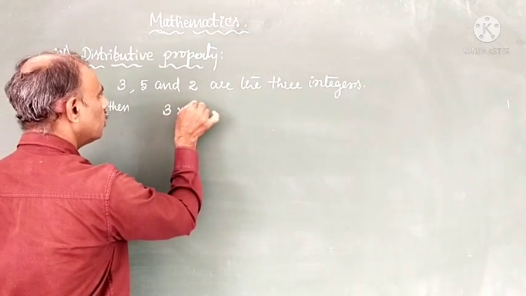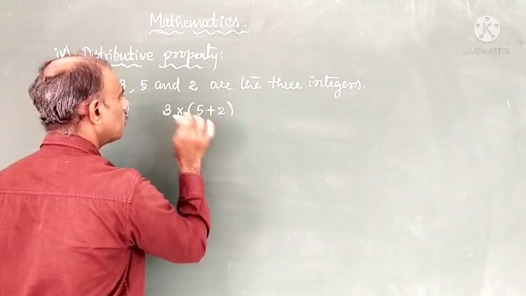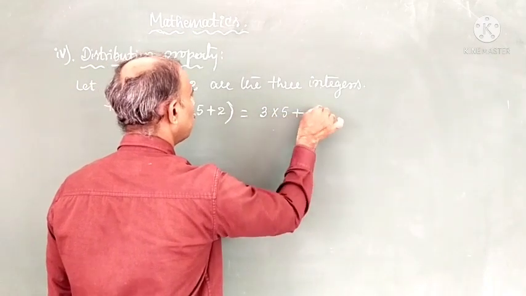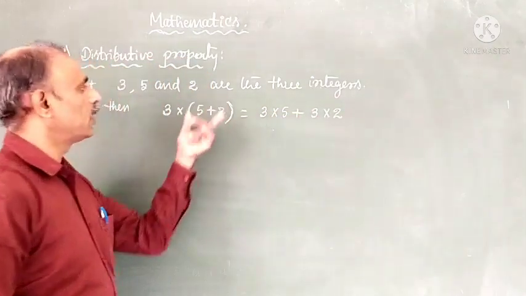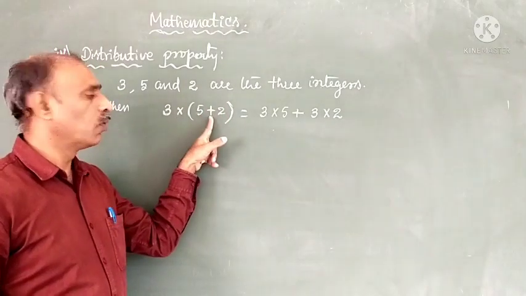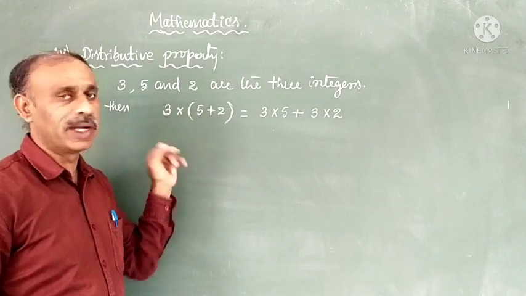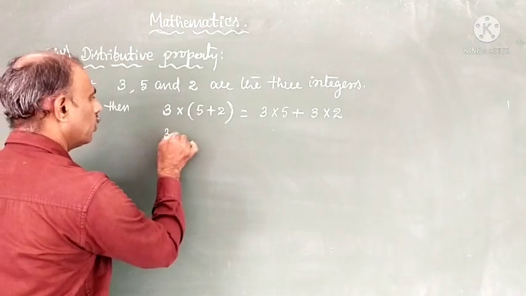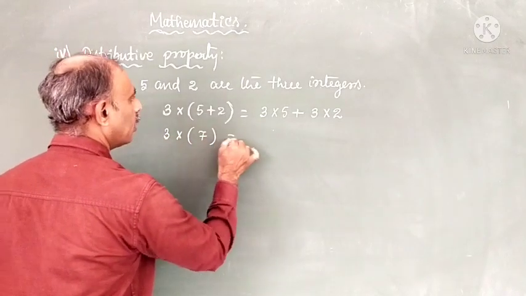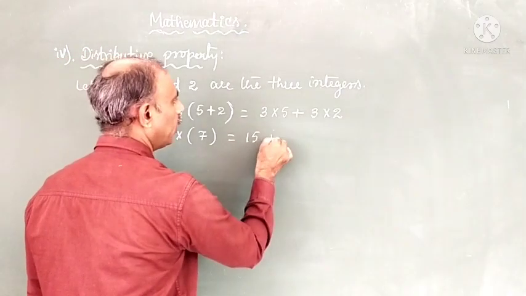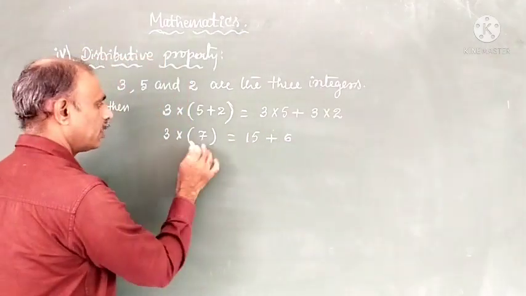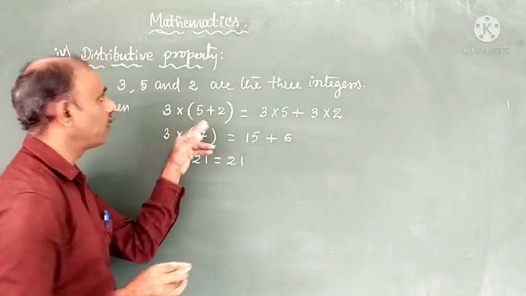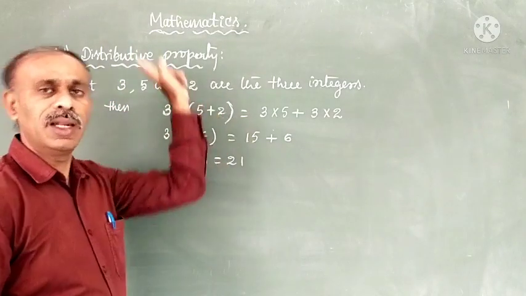3 into 5 plus 2 is equal to 3 into 5 plus 3 into 2. So what is this? Multiplication over addition. So first, multiplication over addition. Okay? Right. 3 into 5 plus 2 means 7. 3 7s are 21. That is equal to 3 5s are 15 plus 3 2s are 6. 15 plus 6 is 21. So both sides are equal. So this is what we call distributivity of multiplication over addition.